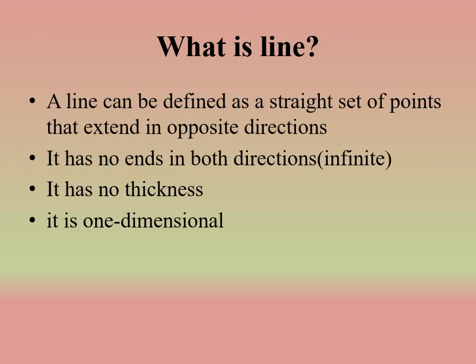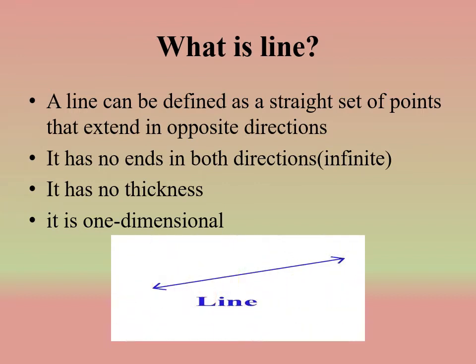What is a line? A line can be defined as a straight set of points that extend in opposite directions. It has no endpoints in both directions. It has no thickness. It is one-dimensional. As you can see in this picture, children, a line doesn't have any endpoints, and this is the reason it can be extended from both sides.